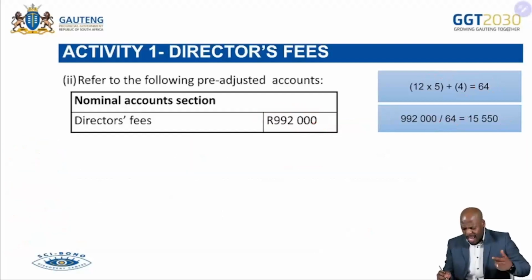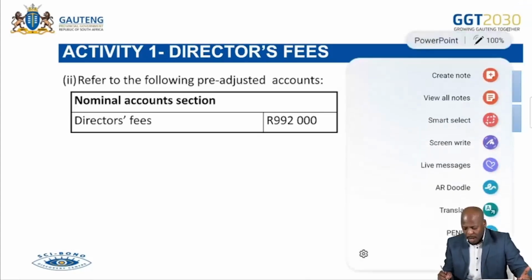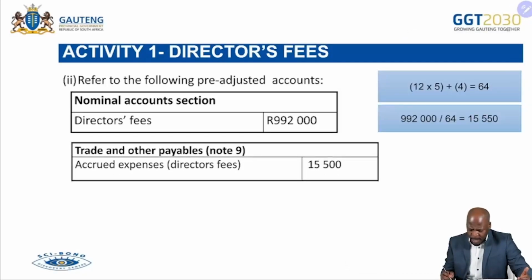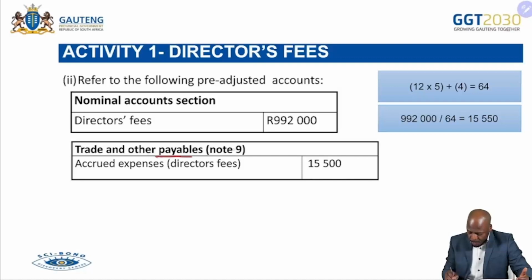Okay, let's see how this would appear in the statement of financial position. Our calculation, remember, will remain the same, but now we ask how this is going to appear in the statement of financial position. Accrued expense. So it becomes part of my trade and other payables. So it comes to my note number 9. What do I say? Accrued expense, that is my director's fees. I'm bringing that 1 month. We are still owing for that 1 month. So I say 15,500. Okay? Are we still together? Thank you.